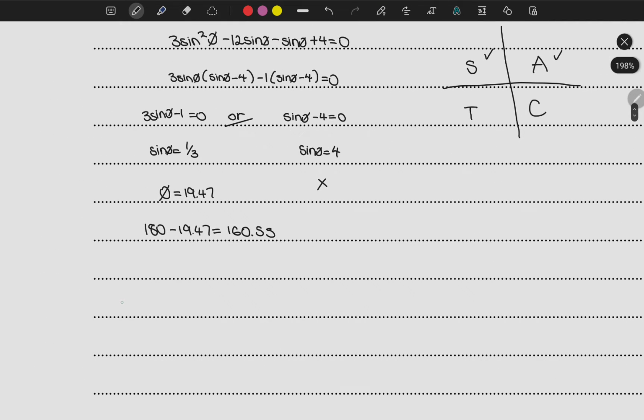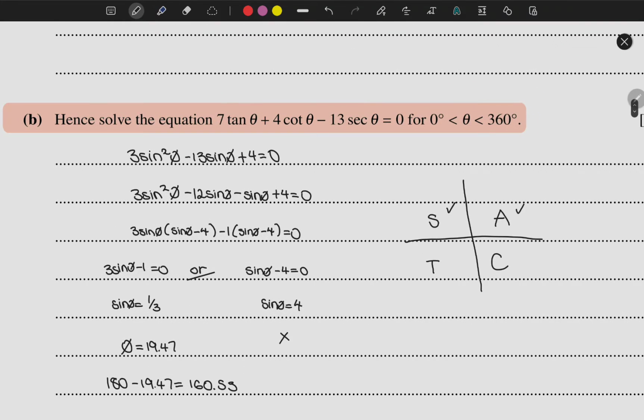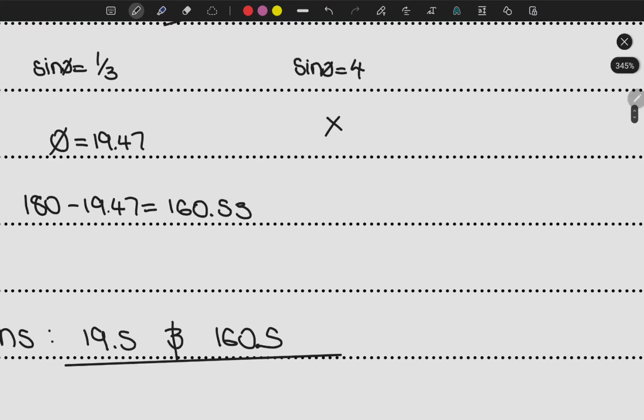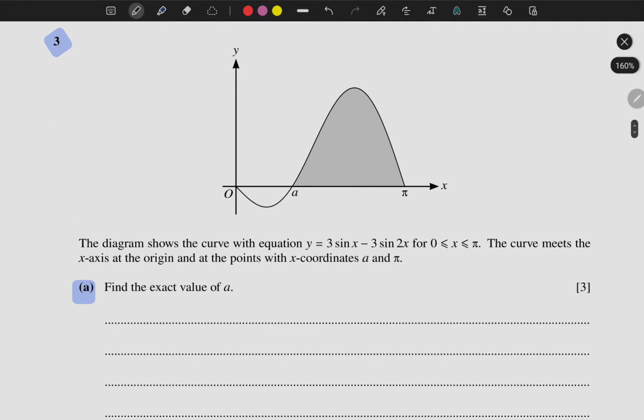Okay, so now we have our answers. It says from 0 to 360, and these are the only answers from 0 to 360. So that's going to be 19.5 and 160.5. Sorted. Okay, so let's move on to the next question.